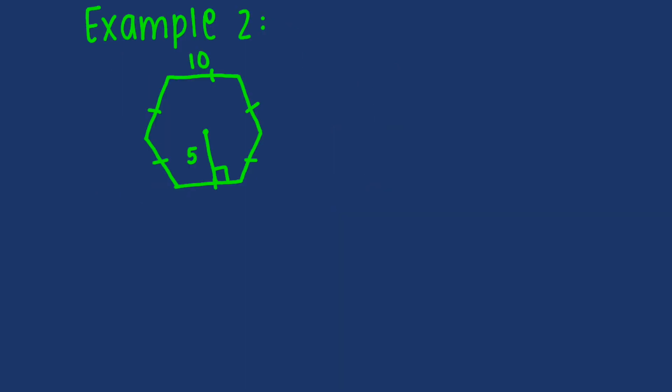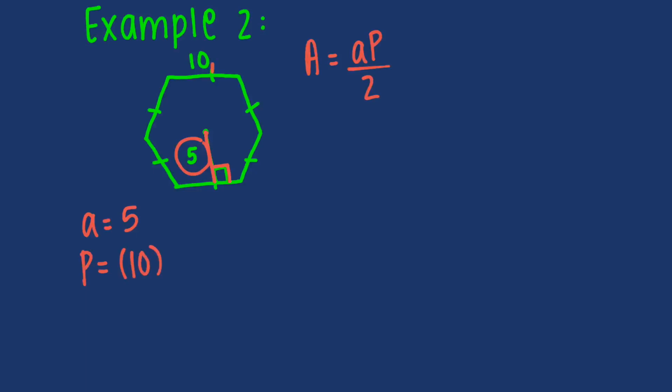Alright, so your area is equal to apothem times the perimeter divided by 2. I need to look at this figure and decide what my apothem is. And if you look from the center, makes a straight line, a 90-degree angle, I tell you it is 5. My perimeter, though, I need to take my side length, which is 10, and I need to count the sides. So I have 1, 2, 3, 4, 5, and 6. So my perimeter is going to be 10 times 6, which is 60.